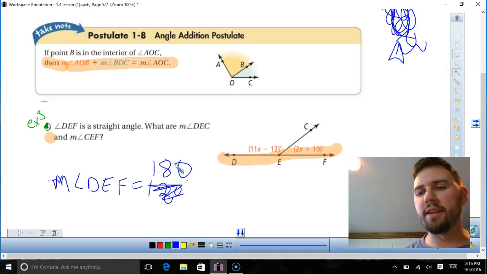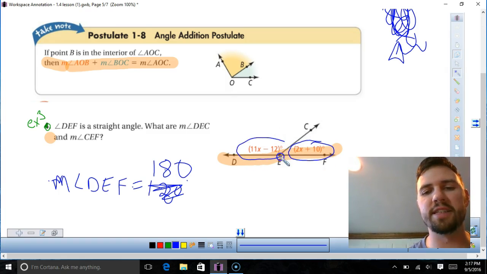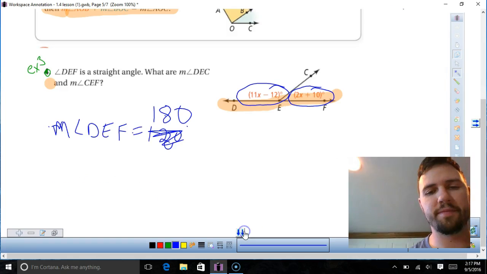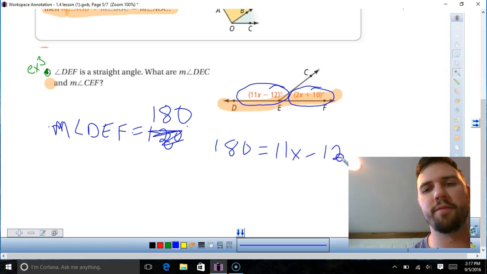So the whole thing's 180. So what do I know about the sum of the parts? What do you know about this angle plus this angle? Well, they have to equal 180 because both pieces put together have to equal the whole thing, which is 180. So I can set up 180 equals 11x minus 12 plus 2x plus 10, right?